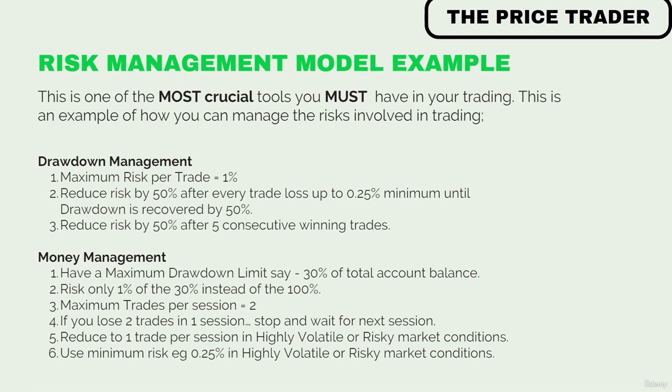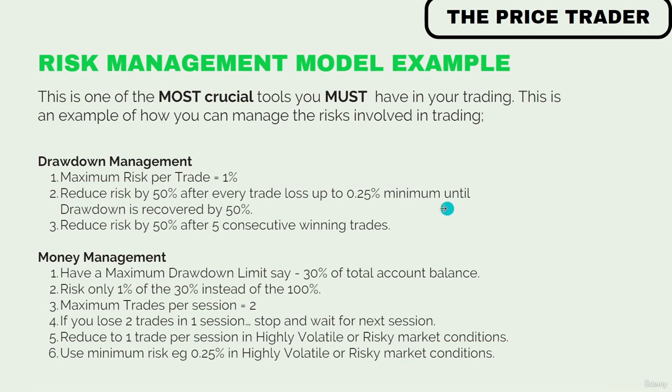Now, if you take a loss on the first trade, then you reduce your risk by 50% after that trade loss. So the second trade, you're not going to risk $200. In this example, you're now risking $100. If that $100 goes into a loss, then you reduce further by 50% to $50.